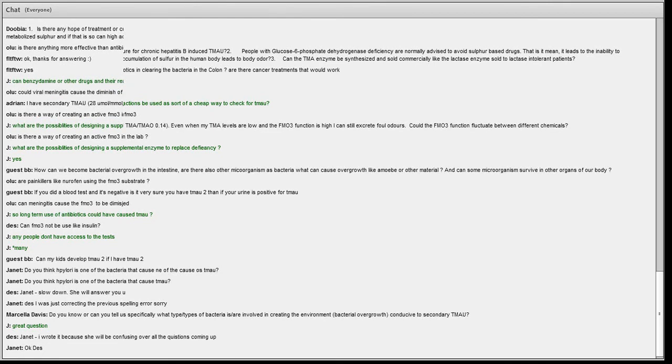Okay, the next question is from Olu again. Is there a way of creating an active FMO3 in the lab? Yes, so when we check to see if a change changes the activity, we create the change on the DNA, but you can go in the reverse way and change the change back into the normal thing and create it active.